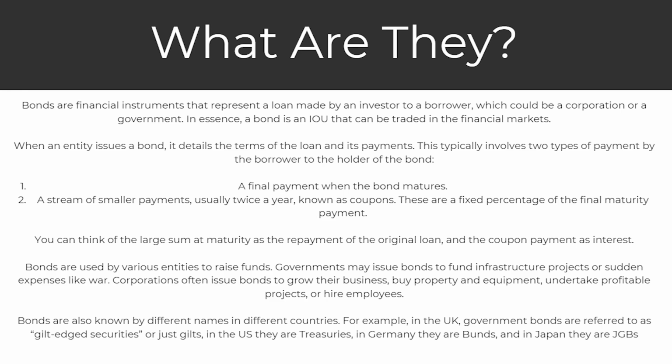There's a final payment when the bond matures, and there's a stream of smaller payments, usually twice a year, known as coupons. And these are a fixed percentage of the final maturity payment. You can think of the large sum at maturity as the repayment of the original loan, and the coupon payment as interest. Bonds are used by various entities to raise funds.